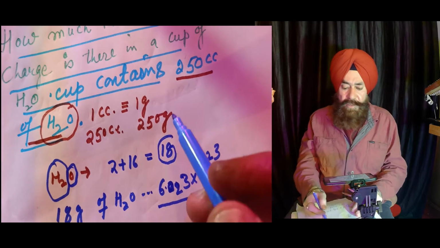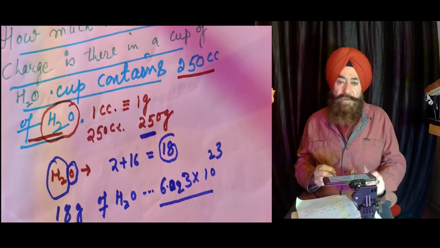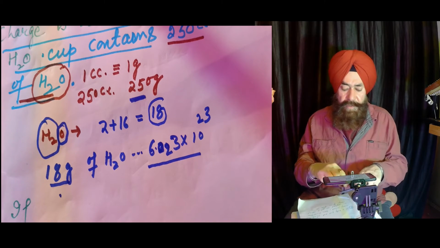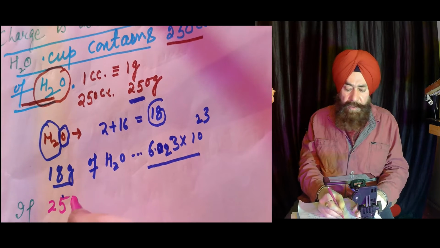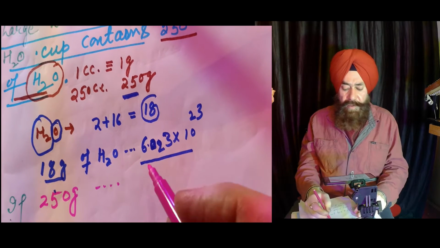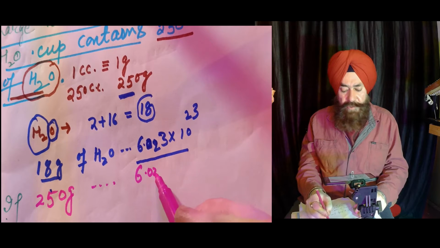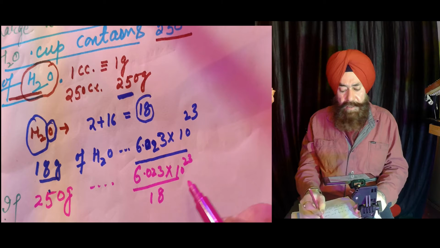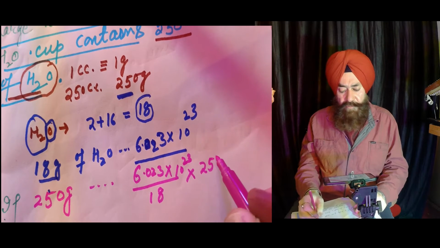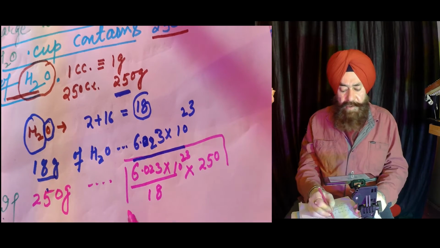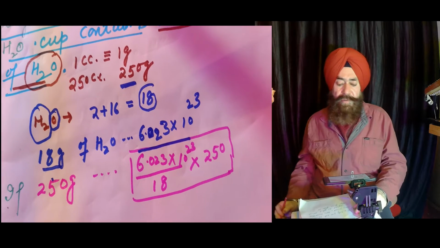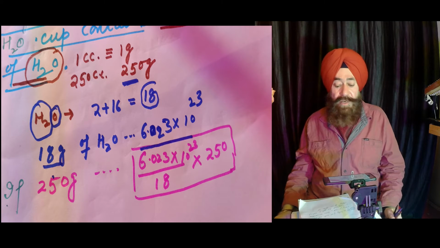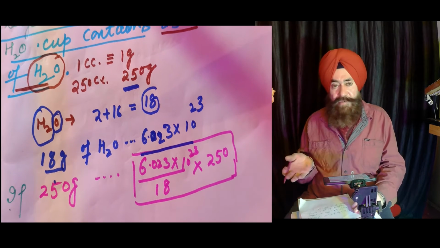And what about the number of molecules in 250 grams? So in 250 grams, the number of molecules is 6.023 into 10 raised to power 23 divided by 18 multiplied by 250. So this is the number of molecules. Now we need the charge. The question is, what is the charge in that cup? Maybe negative charge or maybe positive.